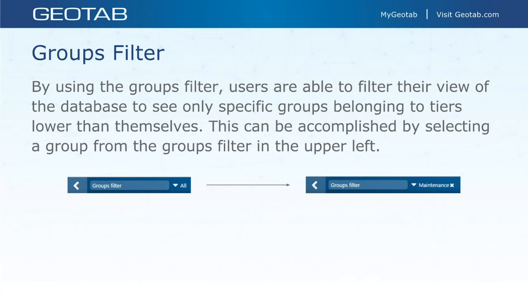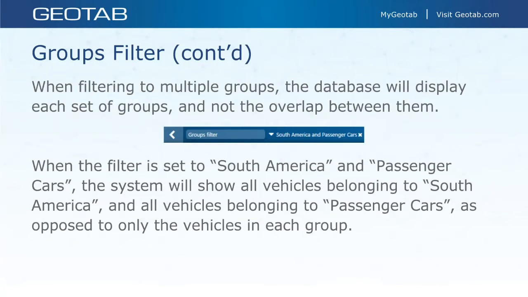Go to your groups filter in your upper left. You can click on that little drop-down arrow. So for example, this groups filter on the right, we've applied maintenance. So now whatever we do in the database, we're only going to see vehicles applied to the maintenance group until you click that X next to maintenance and get rid of it.